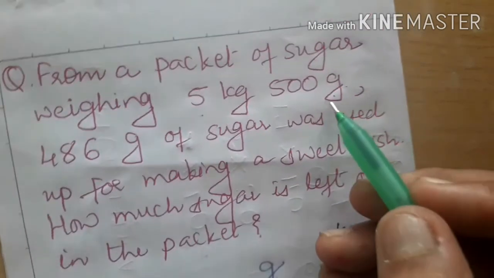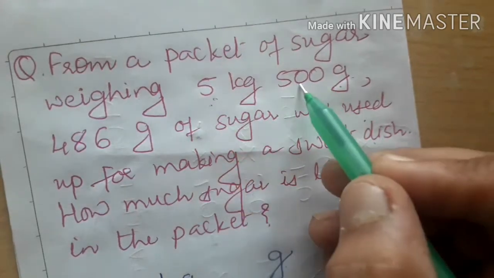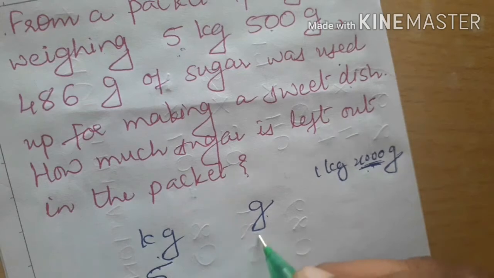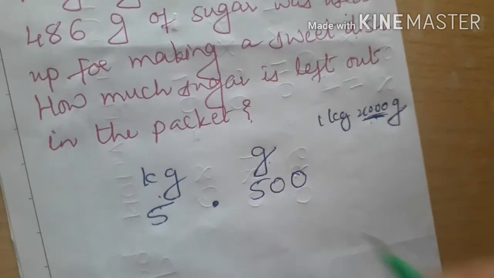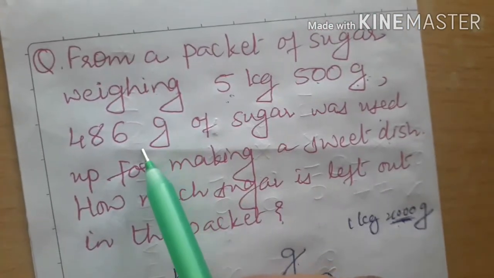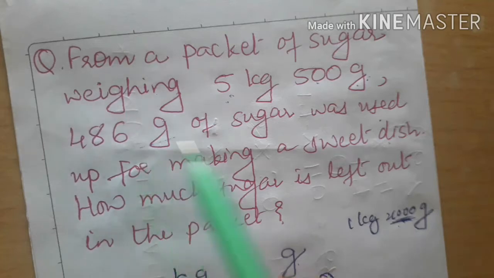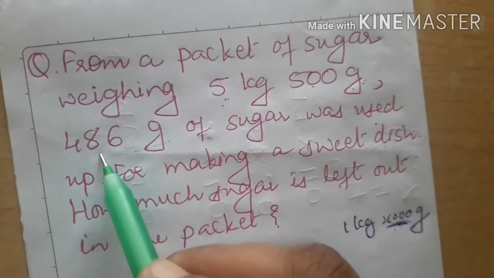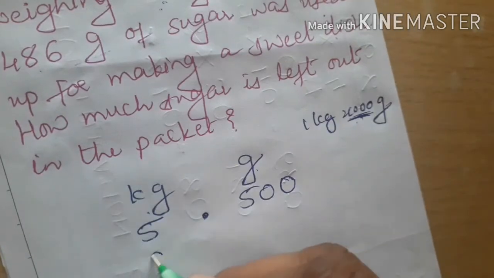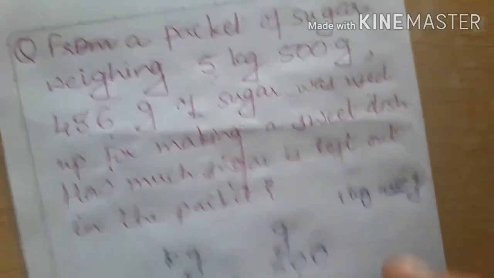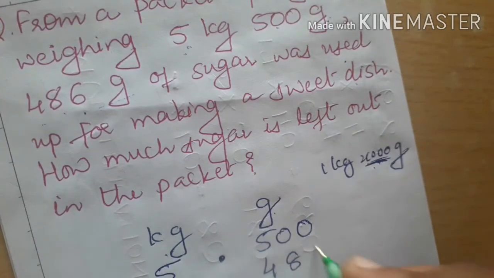Okay, now coming to the question, 5 kilogram, 500 grams. So here I will write 5 kilograms and 500 grams. So you can express it in decimals like this. And this much sugar was used up. You can see that this is grams. So I should not write it in the kilograms section. I should write it in the grams section. So here, in the kilograms section 0 point, and 486 is already in 3 digits. So I will write it as 486.